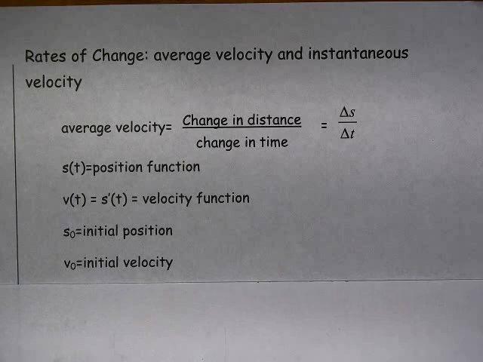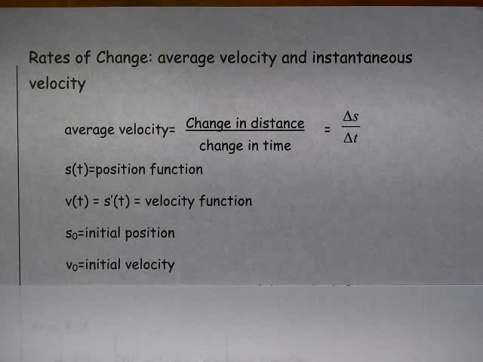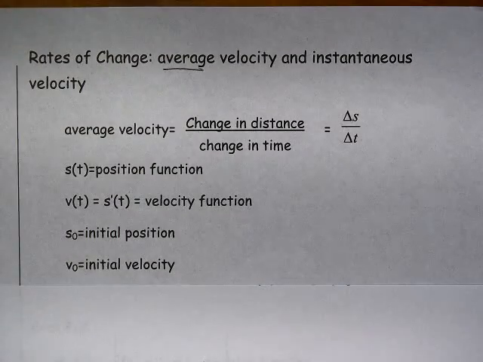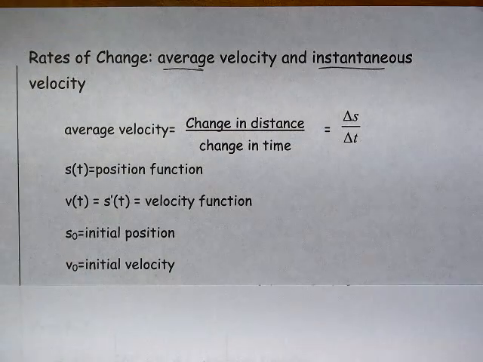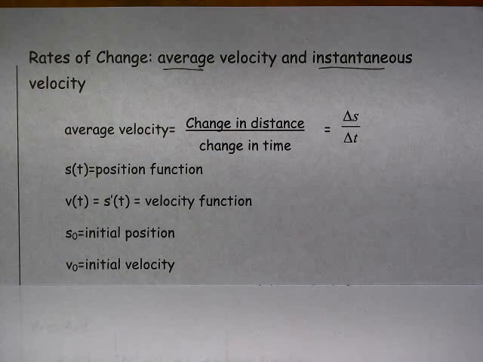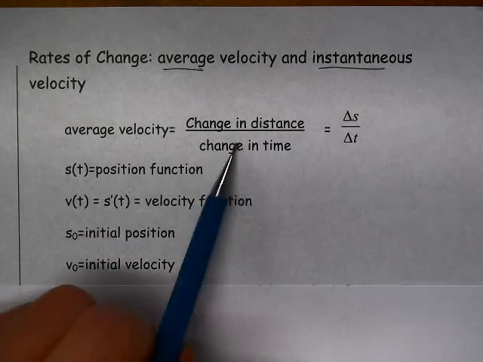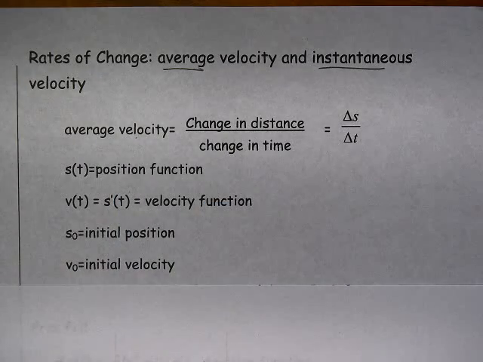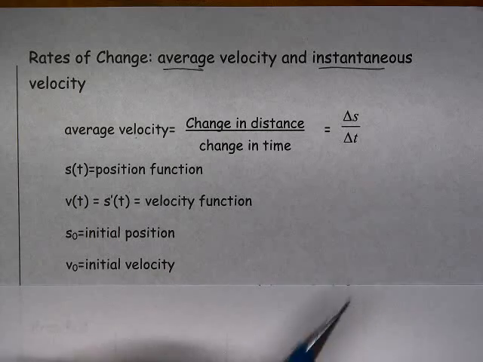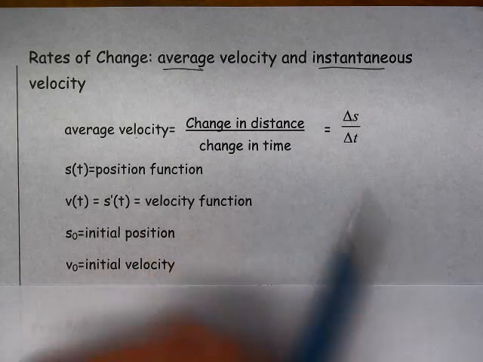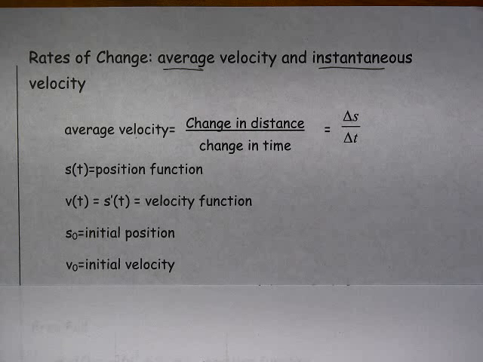One of the absolutely critical concepts in calculus is the idea of rates of change. So we can talk about average velocity versus instantaneous velocity. Remember, velocity is just the rate of change of the position of something. So the average velocity is just the change in distance divided by the change in time. There's no calculus involved there. It's how much has the distance changed divided by how much has the time changed. Alright, so that is average velocity.